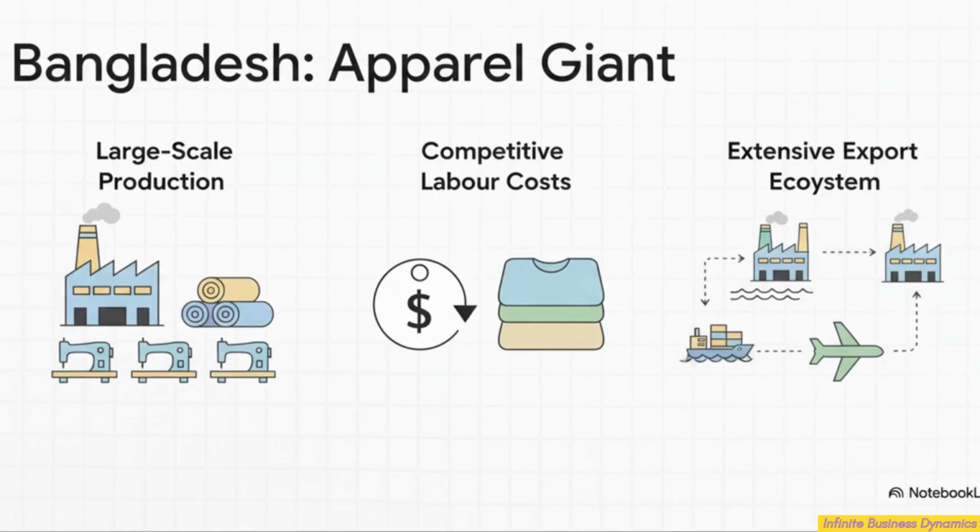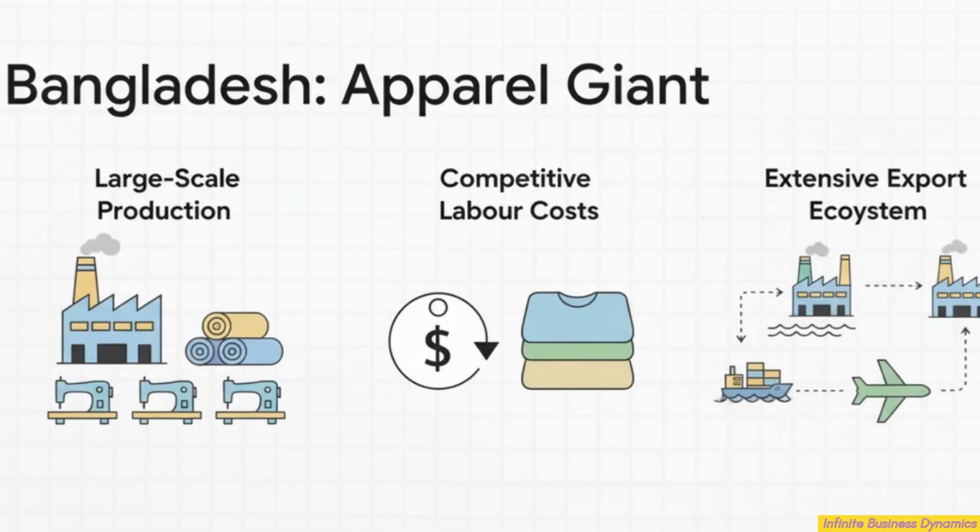So this slide really gets to the why. Why do all the world's biggest brands, we're talking Nike, H&M, Gap, flock here? Well, it's kind of this perfect storm, a powerful trifecta. First, you've got massive production capability to handle these huge orders. Second, competitive labor costs, which translate to affordable prices for us. And third, an entire national ecosystem that is just fine-tuned for one thing: exporting textiles. It is the formula for global manufacturing success.